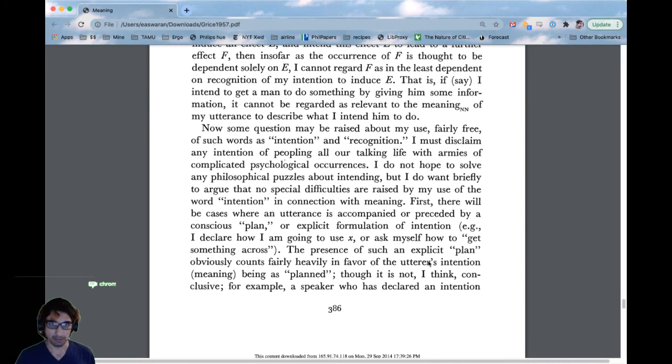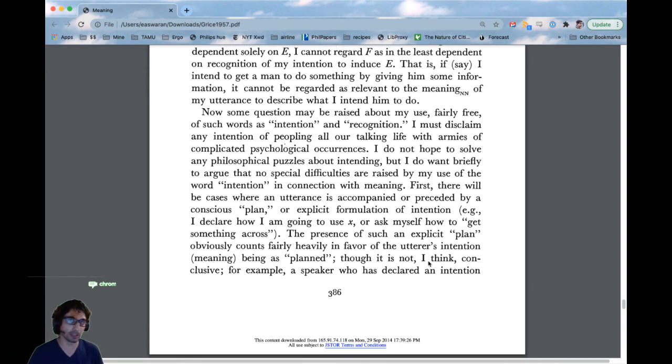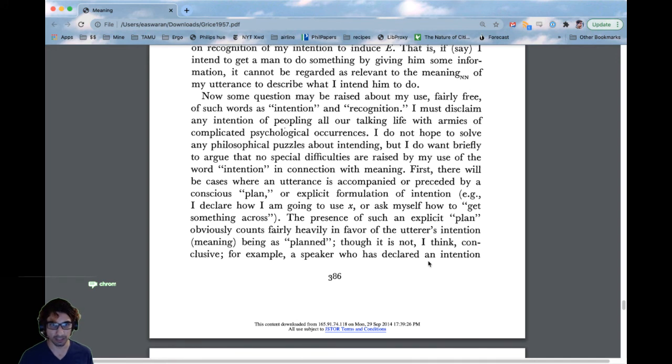Now, some question may be raised about my use, fairly free, of such words as intention and recognition. And I think here he's engaging with the behaviorist philosophers and psychologists. They are not happy with all this talk about stuff going on inside the head. I must disclaim any intention of peopling all our talking life with armies of complicated psychological occurrences. I do not hope to solve any philosophical puzzles about intending, but I do want briefly to argue that no special difficulties are raised by my use of the word intention in connection with meaning.